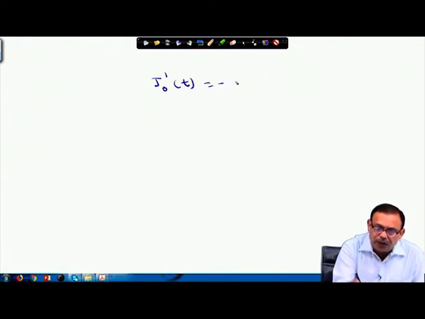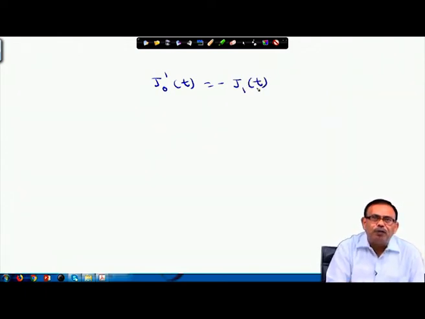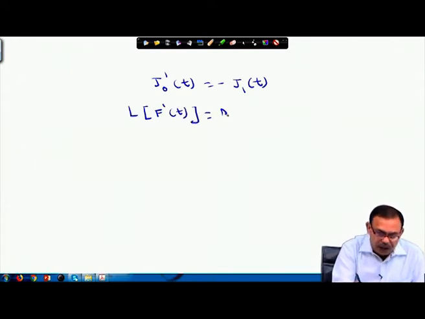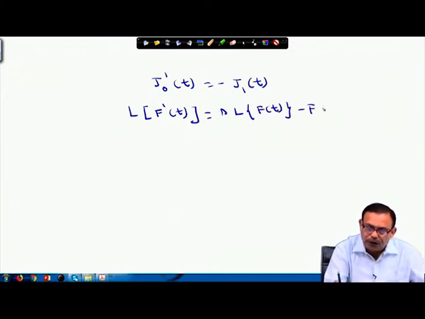So, this is known to us: J0 dash t equals minus J1(t). We know this thing. How have we proved it? The proof is there. We will not discuss that part, but we are assuming it, just like we have assumed Jn(x) is the solution; similarly we are assuming J0 dash t equals minus J1(t). Now also you know this thing, the Laplace transform of f dash t equals s into the Laplace transform of f(t) minus f(0). This also we know.